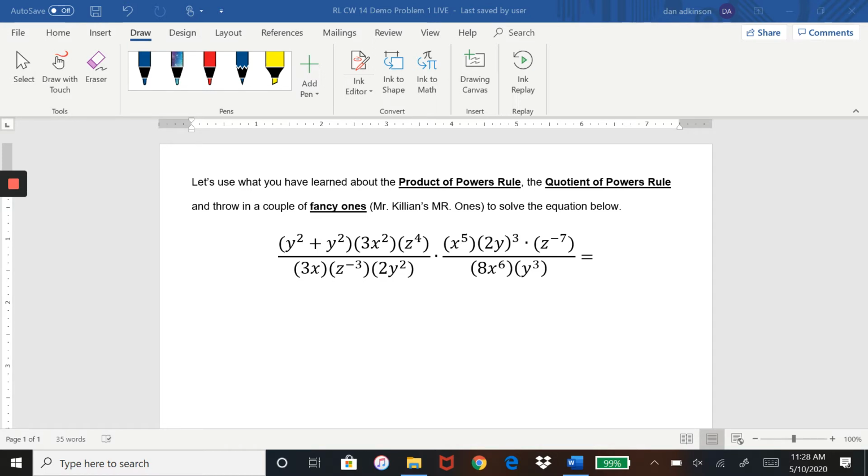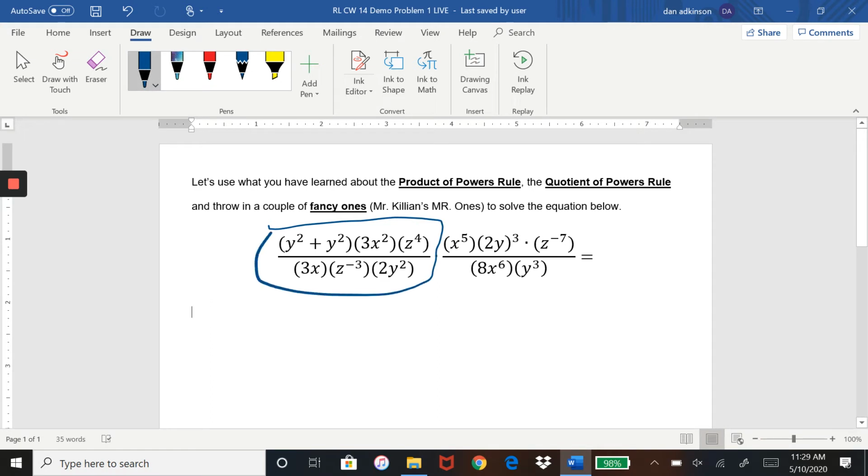So get ready to take this complicated math, and we'll use the product of powers rule and the quotient of powers rule, and a couple of fancy ones, and we're going to make it simple. Okay? So first, when you see a problem like this, you need to have a strategy for how you're going to solve it. I want to first take this entire side and deal with this first, and then after that, I'll deal with the other side second. I know they're multiplied by one another. So let's start with the first side.